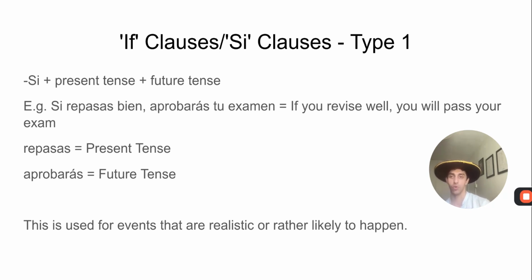You can find the order of the tenses slightly switched around. So you can find the future tense coming first, and then si, and then the present tense. But it will always be the present tense just after the si.